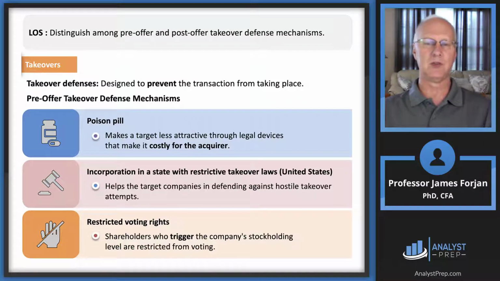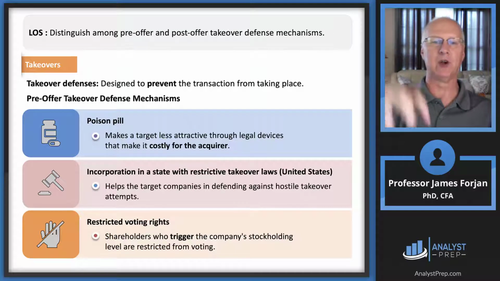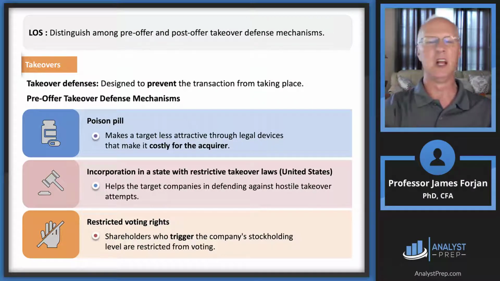So what this does is you get a right. It's typically in the form of a preferred dividend. Even if you're a common shareholder, you get this right in the form of a preferred dividend that gives you the right to buy shares of stock in our company at a super discount in the event that an acquiring firm comes in and accumulates a certain threshold of ownership in our company, like 5%. All right, so think about what this means, that an acquiring firm comes in and they own 5% of our shares. This triggers this shareholders' right plan.